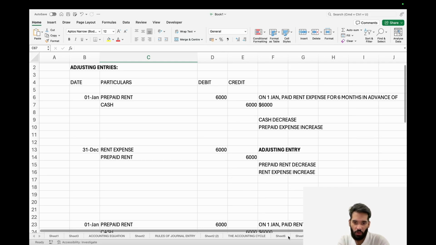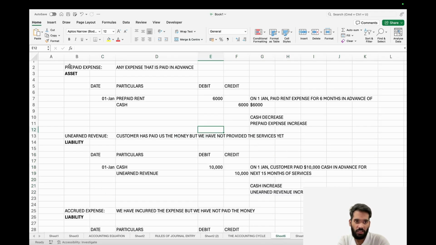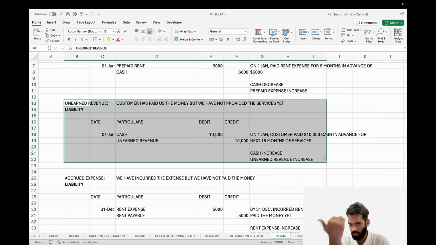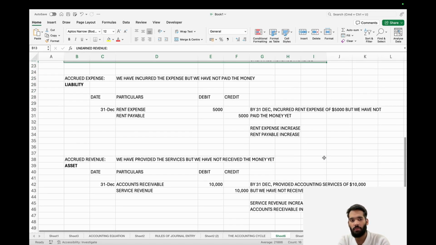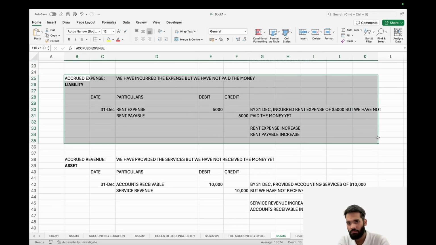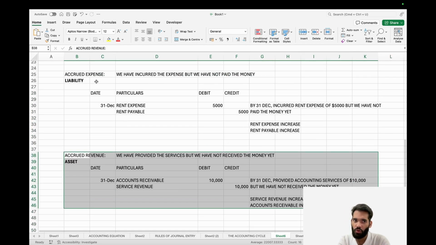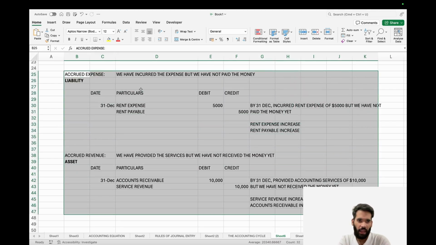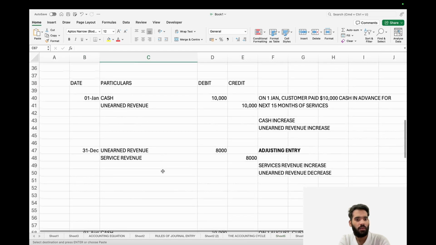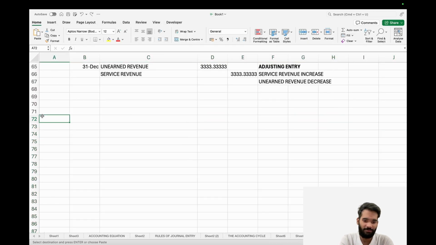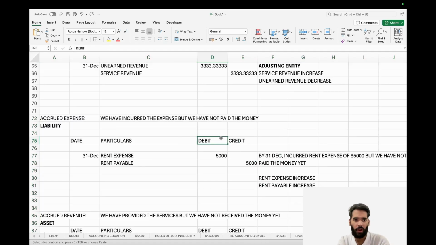So now if I go back to this part, we covered the adjusting entry for prepaid expense, we covered the adjusting entry for unearned revenue, obviously in a different sheet, and now we have two things remaining: accrued expense and accrued revenue. So what I'm going to do is copy both of these to the sheet we are working on, and I'll show you something. Copy, and let's go down. There we go. Paste. Oh, let me paste it on the other end. Here we go. Okay, much better.